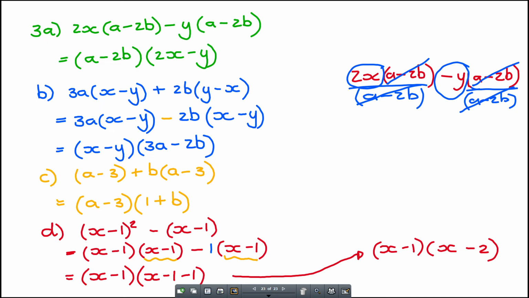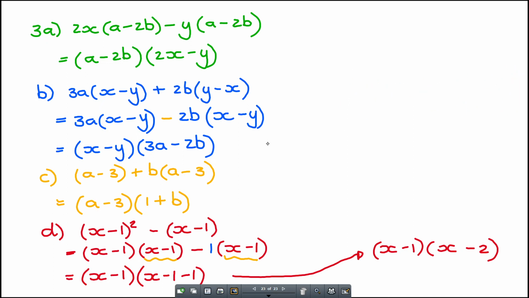Okay, so B was a bit of a different thing, and B, as I said, I slipped up. I forgot to show you guys how to change that sign. So what you'll see here is I've got x minus y, and then there, y minus x. So they're not exactly the same, and they have to be exactly the same in order to make them a common factor. Okay, so what I'm going to do in my first step is I'm going to make them the same. So it was 3a (x minus y) plus 2b.